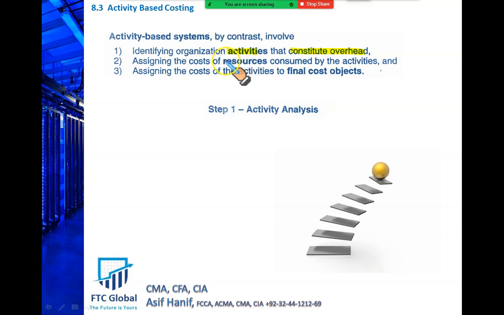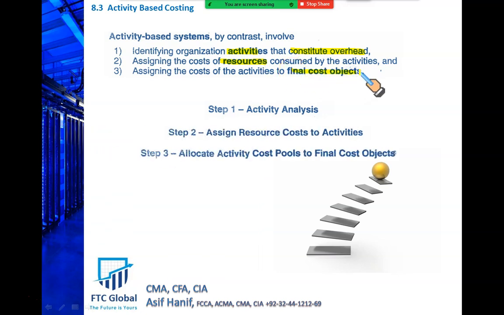Then we will establish different resources. We just discussed that a little while ago. Each resource will have a resource driver, and then from resources we will transfer the resource cost to the activity cost pool, and from there we will transfer to the final product. I'll explain. So there are 3 steps. First is the activity analysis. Second, as we saw a little while ago, assign resource cost to activities, and then from the activity cost pool to the end products. So let us first discuss the first step, activity analysis.